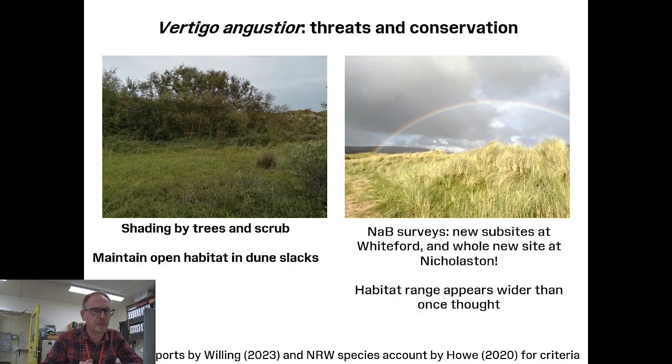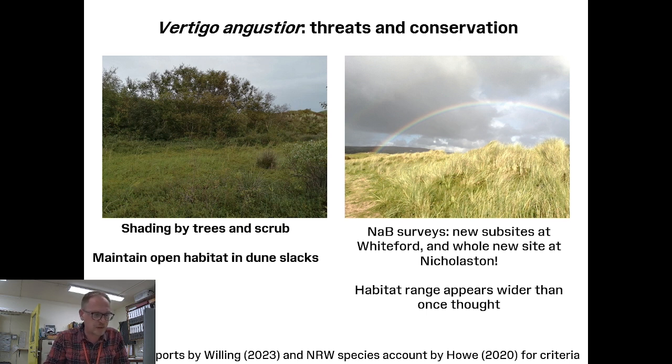Well, those habitats are fairly well protected, but they do change. Sand dunes are always changing, and there's always a risk that they're going to be outshaded by trees and scrub, and the bare sand and the more open areas are going to be replaced by trees and scrub. And remember, these vertigos don't like woodland very much. So it's quite important to maintain some open habitat, particularly in the dune slacks, so it's the wetter parts of the sand dunes, where these snails get the humidity they really need.